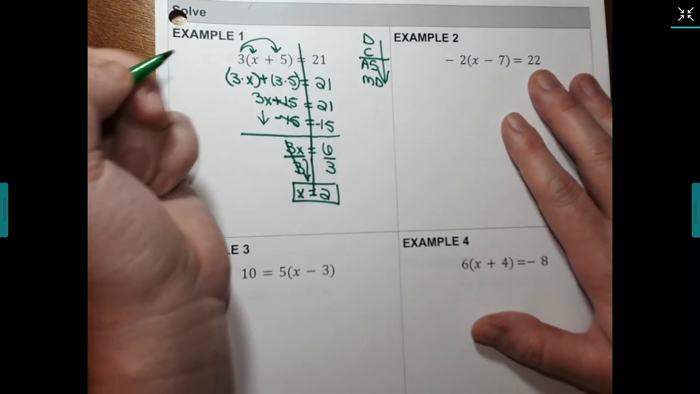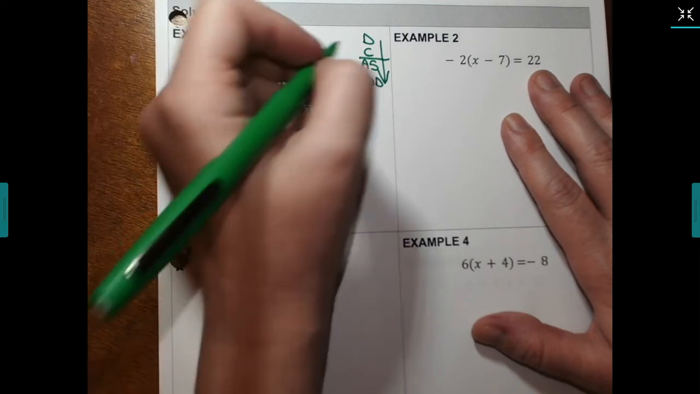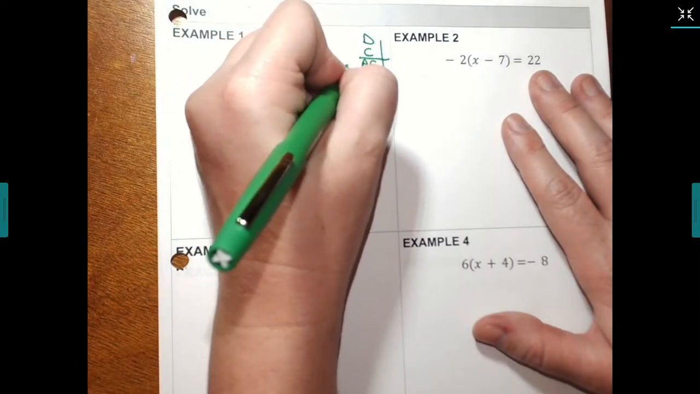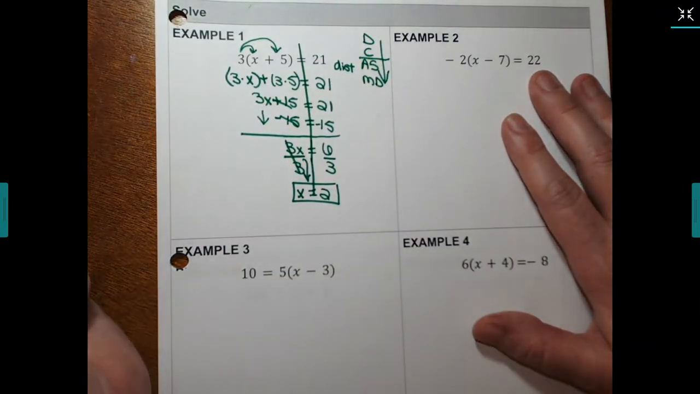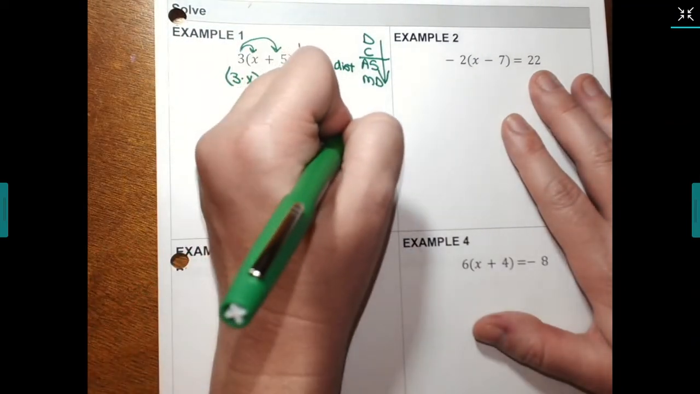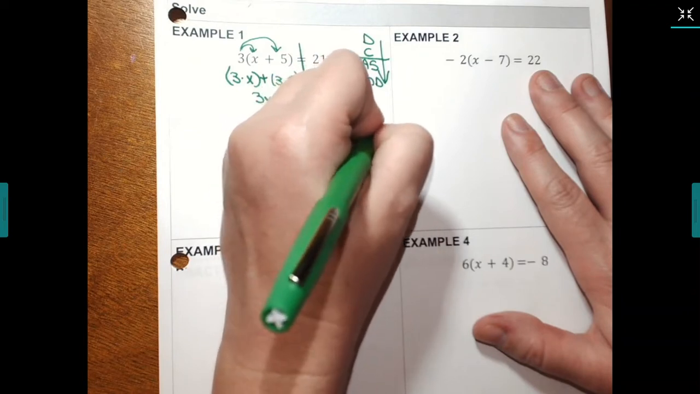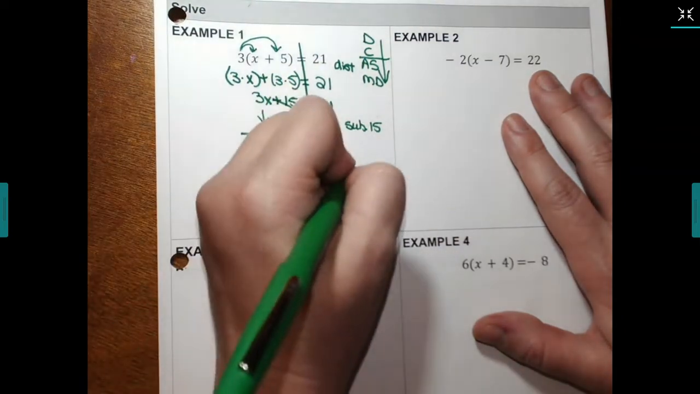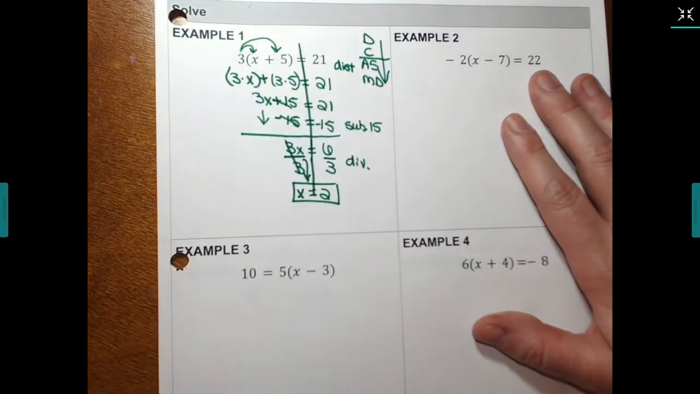Okay, so our first step here was to distribute. Then we subtracted 15, and then we divided by 3.